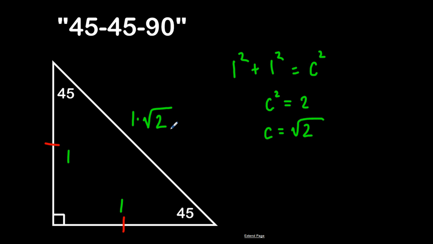So what I've shown here is that in every single 45-45-90, whatever the leg is, the hypotenuse is going to be root 2 times that value of that leg. So those are the two special triangles, and let's go ahead and take a look at some repetition with some actual values in place.